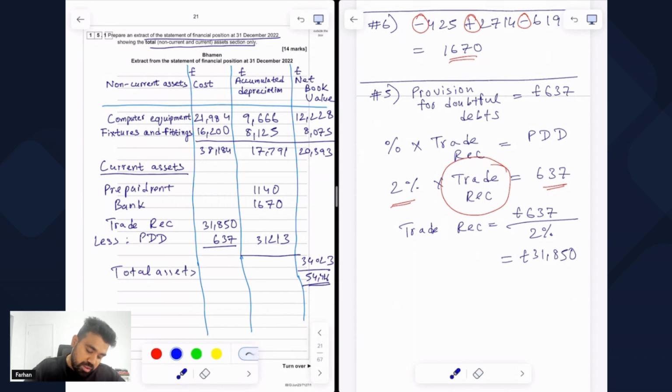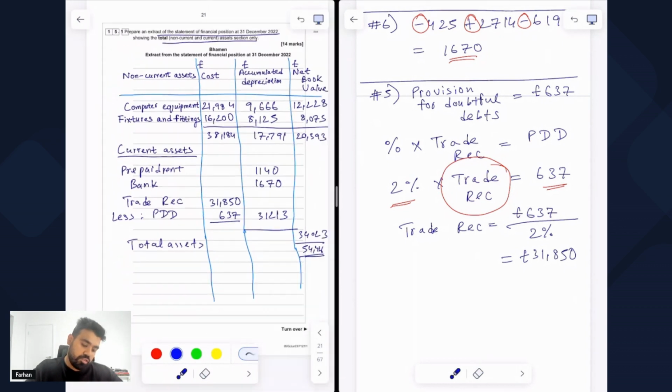And then we just simply add everything we have for current assets, for prepaid rent, bank, and net trade receivables, and that gives us a total current assets of 34,023, which when added to the total of the non-current assets of 20,393 pounds, we get the total assets that combines both non-current and current assets of 54,416 pounds.